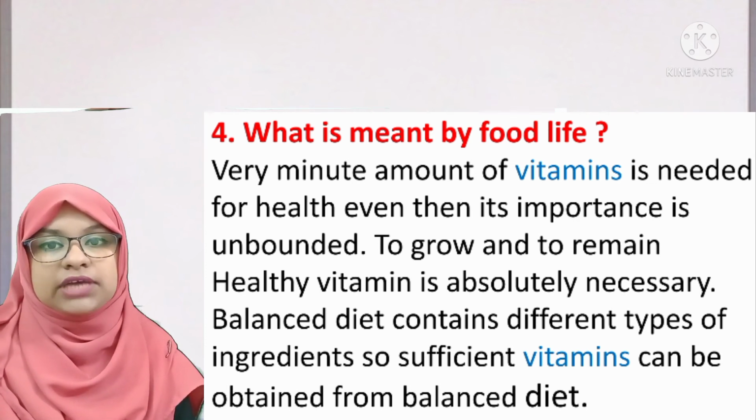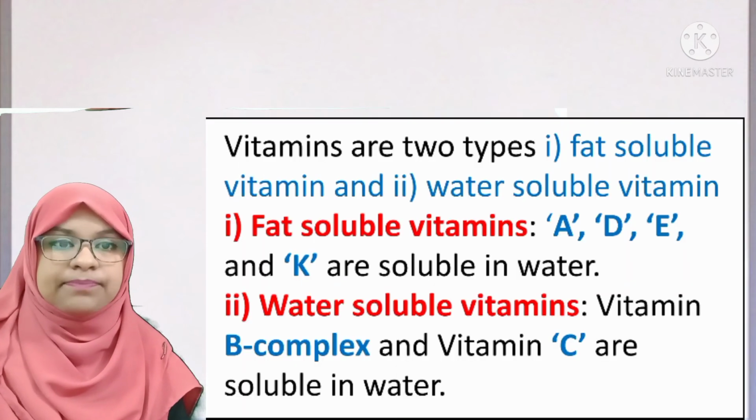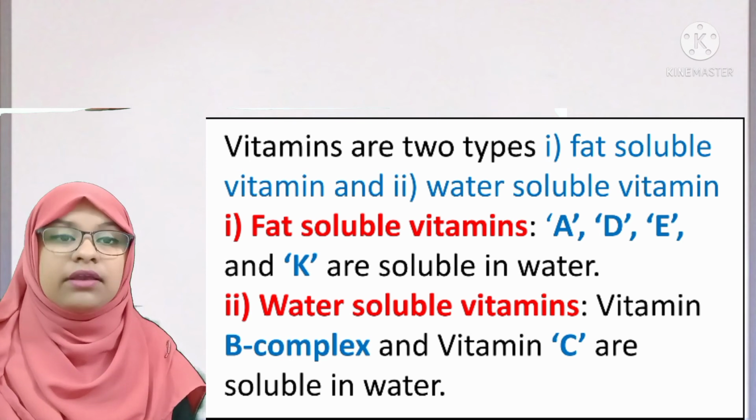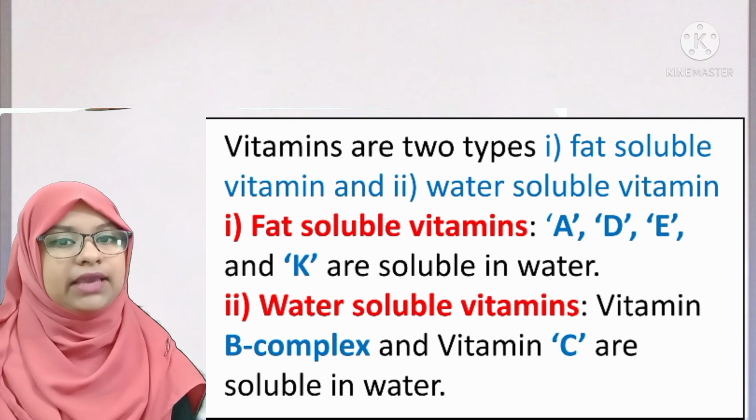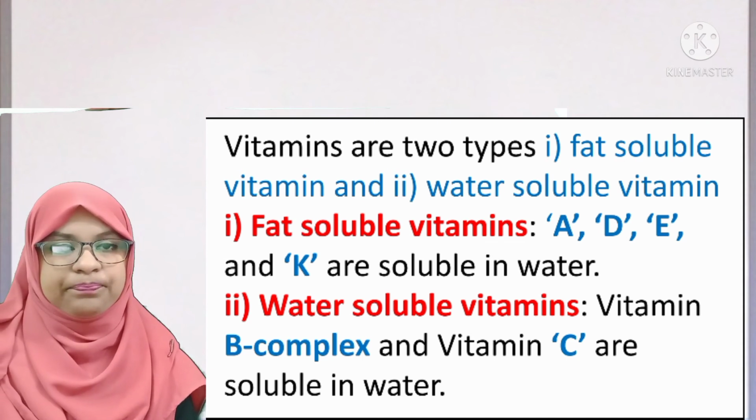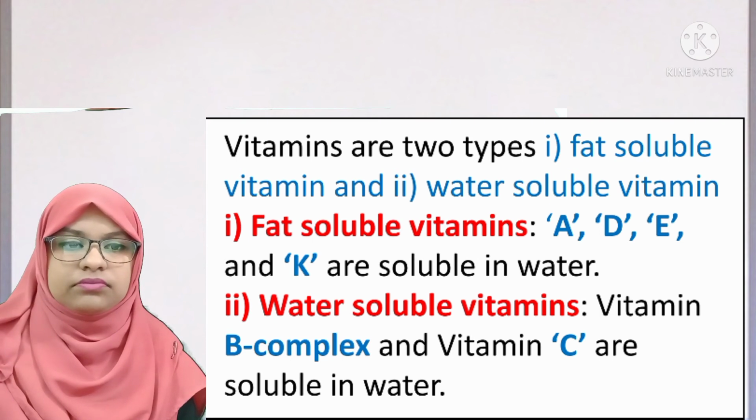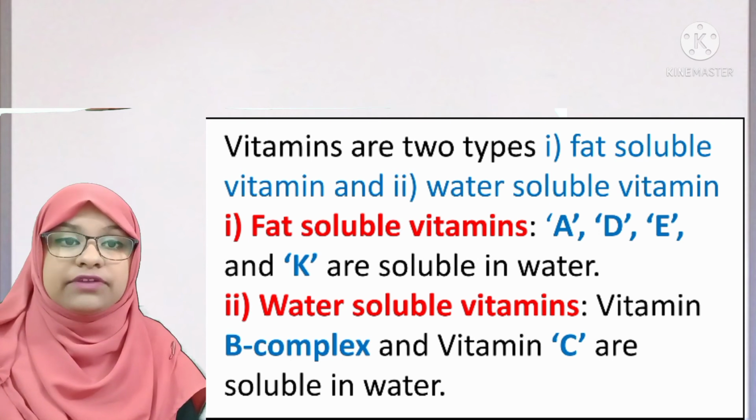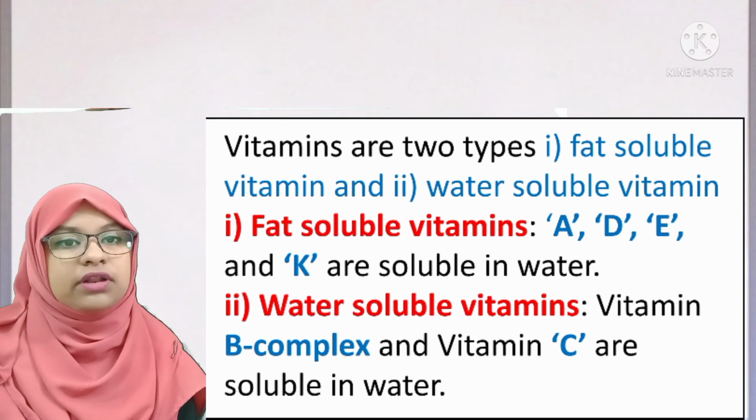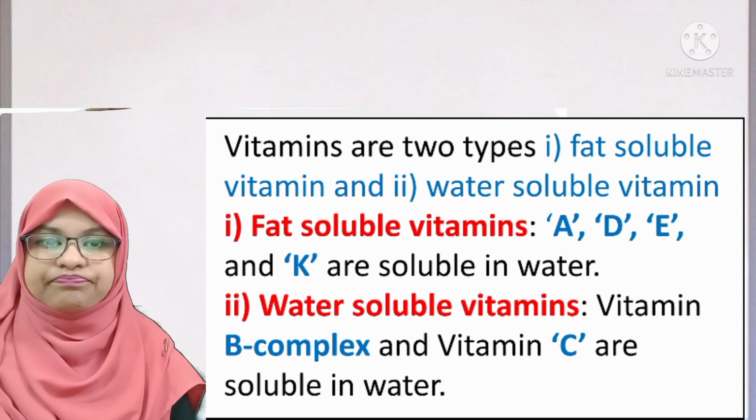Vitamin has two types, fat soluble vitamin and water soluble vitamin. Fat soluble vitamins are vitamin A, vitamin D, vitamin E and vitamin K. All these are fat soluble vitamins. Number 2, water soluble vitamins. Vitamin B complex and vitamin C are soluble in water. So water soluble vitamins are vitamin B complex and vitamin C.